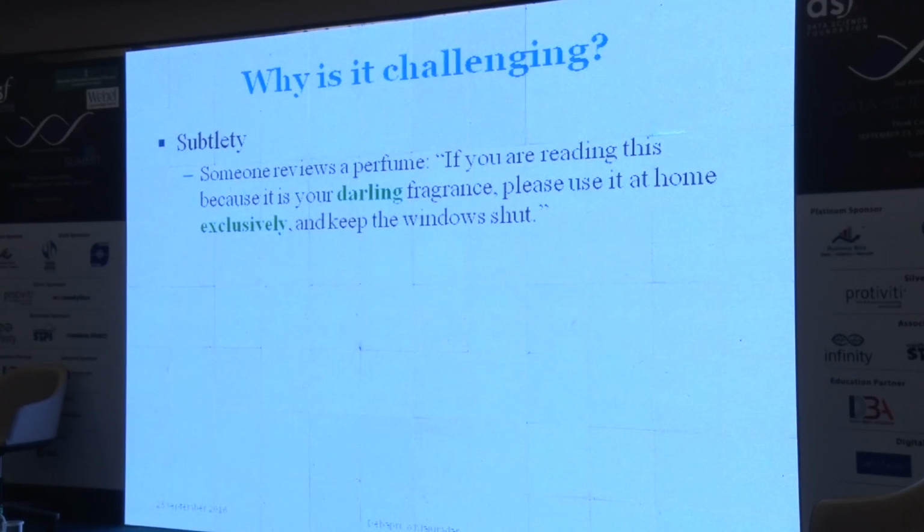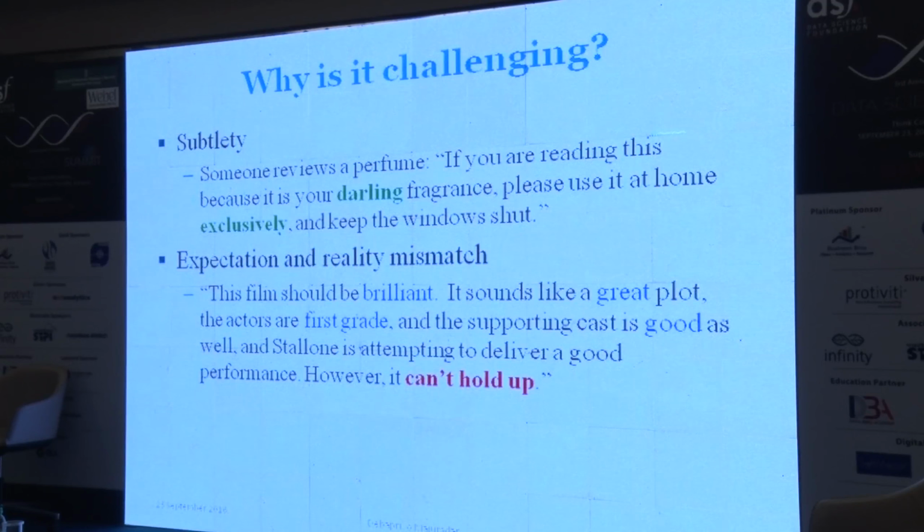So they're all green words, but it's really bad. Then it could be expectation and reality mismatch. So you say that, okay, the film should have been brilliant, it's a great thing, this and that, and so on, but finally you say it doesn't hold up, right? So, well, the supporting cast is good, Stallone is attempting to deliver a good performance, however, it can't hold up. The overall thing is that, well, the review is not positive.